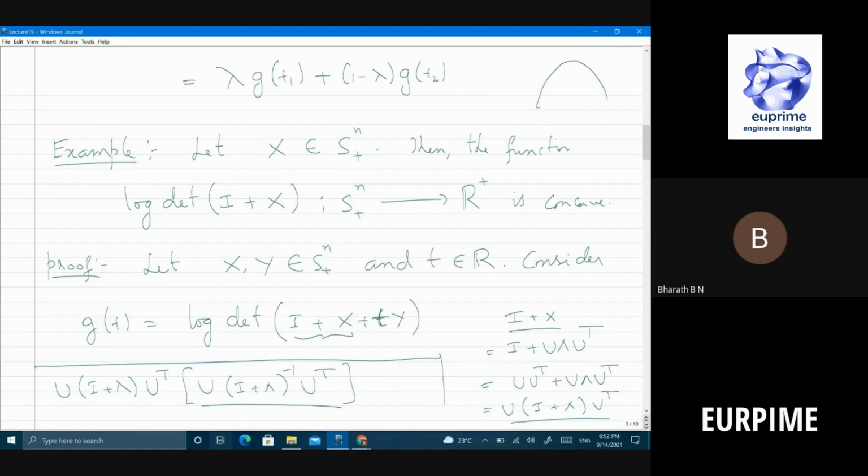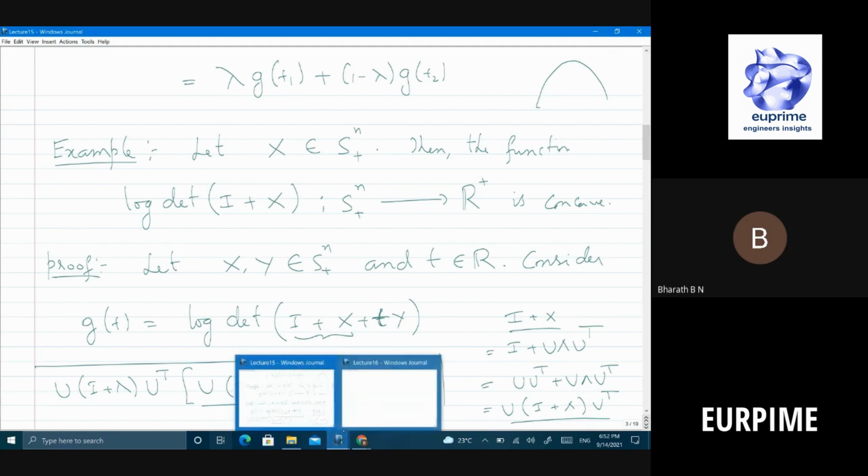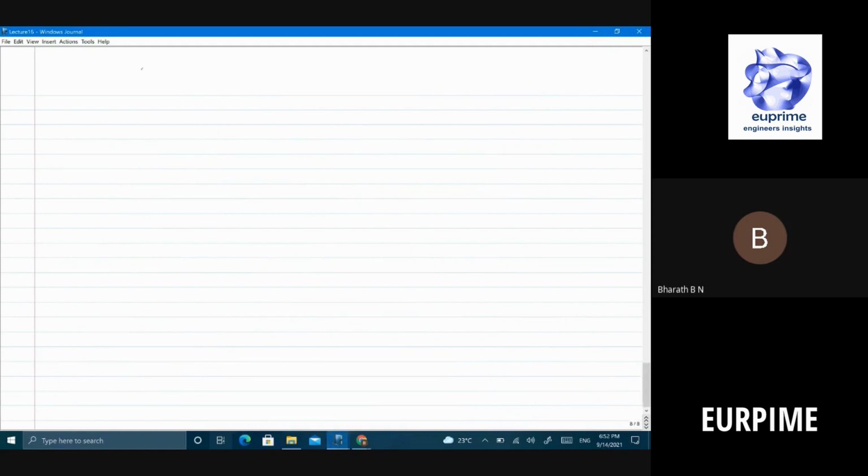Let's see what would be the issue here. Okay, so this is the function, right? Log of the determinant of identity plus x plus ty, right? So we want to show that this function, as a function of t, is convex, right?